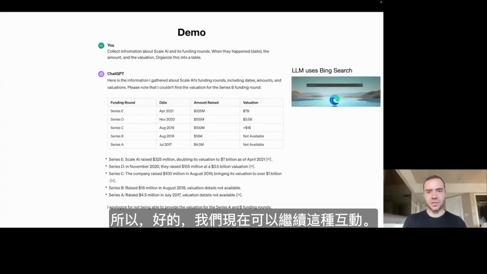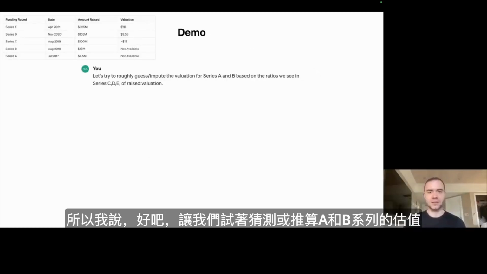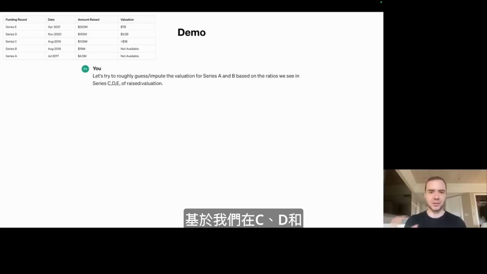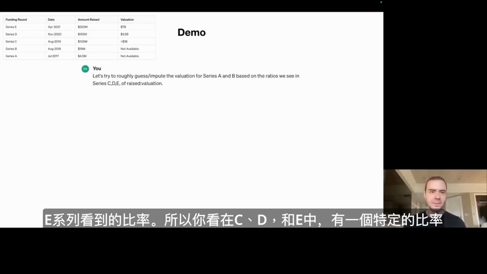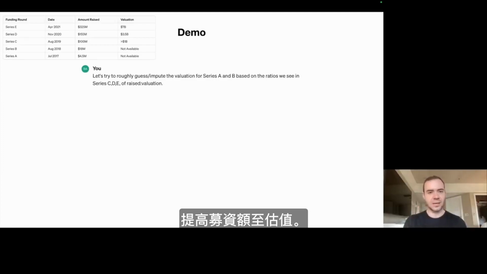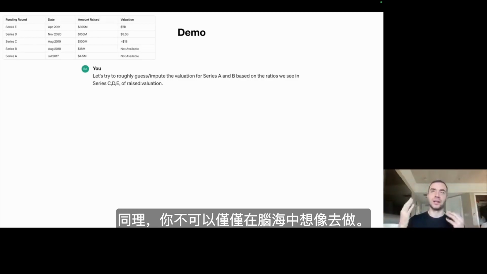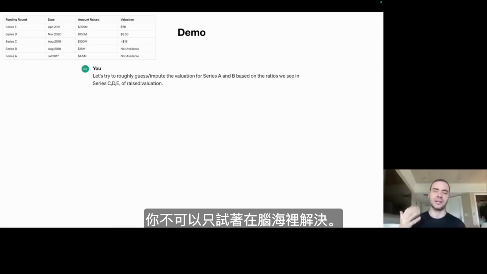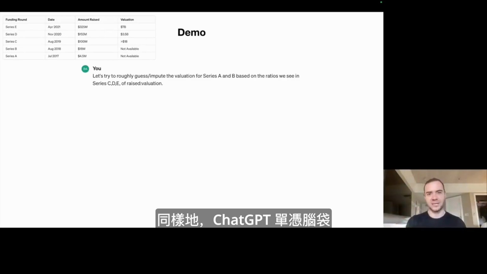So, okay, we can now continue this kind of interaction. I said, okay, let's try to guess or impute the valuation for series A and B based on the ratios we see in series C, D, and E. So you see how in C, D, and E, there's a certain ratio of the amount raised to valuation. And how would you and I solve this problem? Well, if we were trying to impute not available, you don't just try to work it out in your head. That would be very complicated because you and I are not very good at math. In the same way, ChatGPT, just in its head, is not very good at math either.